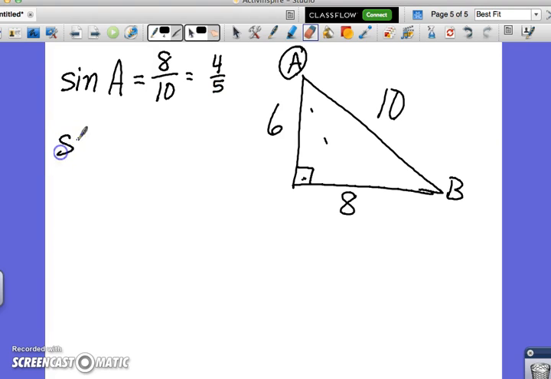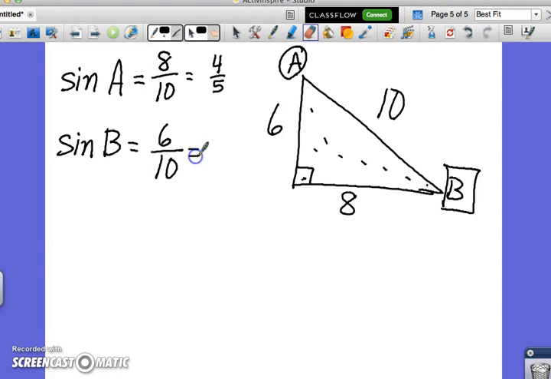What if, instead of asking the sine of A, I ask for the sine of B? Hold on. Now we're talking about this angle down here. Sine is still opposite. Is it still 8 over 10? No, because 8 isn't opposite angle B. Which one's opposite angle B now? It's 6 over, what's the hypotenuse? The hypotenuse is still 10. Can we reduce 6 over 10? Sure we can. 3 over 5.